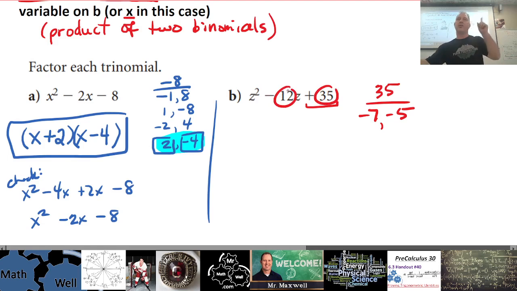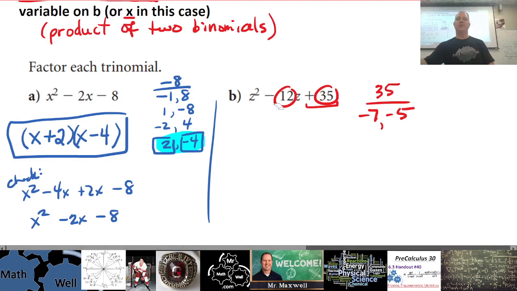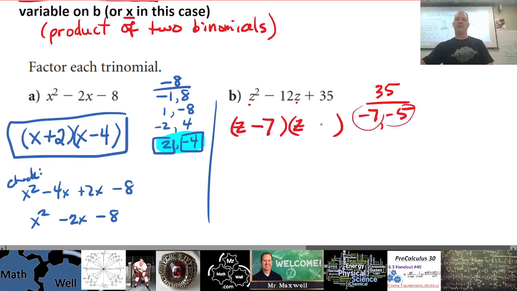7 and 5. Good, 7 and 5. Now, is it positive 7, negative 5? Is it negative 7, positive 5? Is it both positive? Is it both negative? And then you take a look at the signs, and that will help you determine that. So, guess what? Z is my variable, so I got two binomials. Z is going to be the first term in each binomial. And then I'm just going to go ahead and fill in minus 7 and minus 5, and you're done.